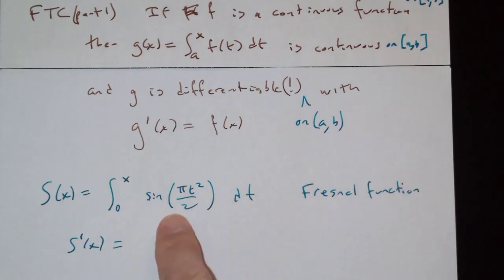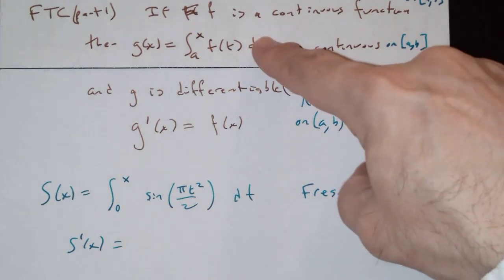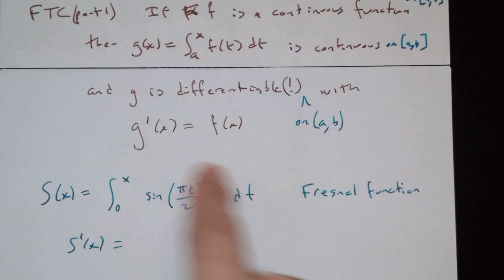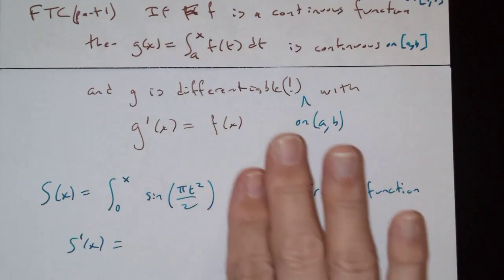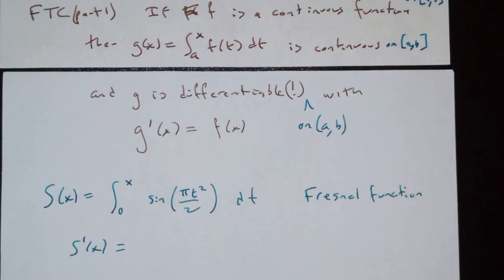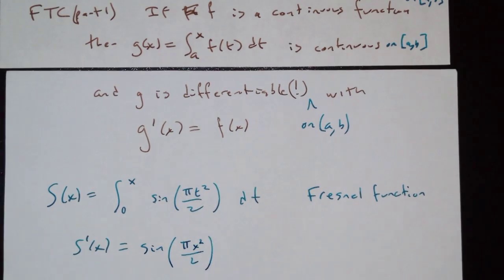I've defined my function in terms of an integral. So when I take the derivative of this thing, I take the integrand itself and replace the variable. That's it. You simply just copy down that integrand, and then you're done.